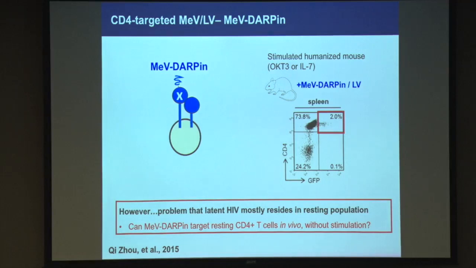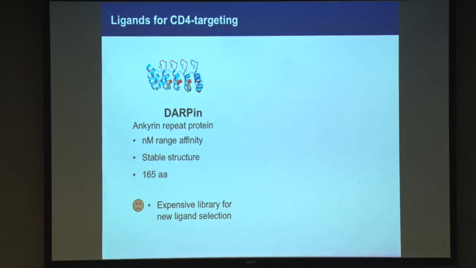Before we go into the data, I'd like to introduce more about the targeting ligand we're using. DARPin is a designed ankyrin repeat protein that is able to bind to its target with nanomolar range affinity. It has a very stable structure, therefore it's a great targeting ligand. However, the complex structure and big size make it very expensive to construct a DARPin library to select a more optimal or a new binder. Therefore, it limits future application if you want to target other receptors.